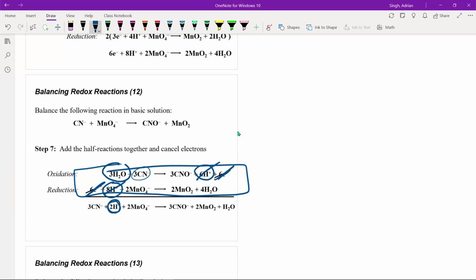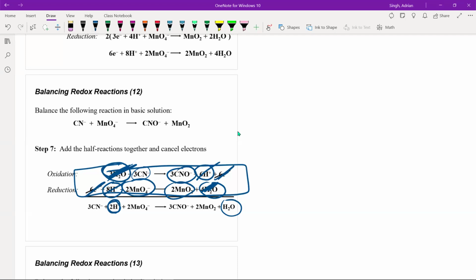Similarly, I have 3 H2Os on the left, I have 4 H2Os on the right. The 3 H2Os will cancel with 3 H2Os here, and I'm left with 1 H2O on the right side. And then I just write what remains. I still have the 2 MnO4s. On the right side, I have the 3 CNO minuses, the 2 MnO2s, and the H2O.